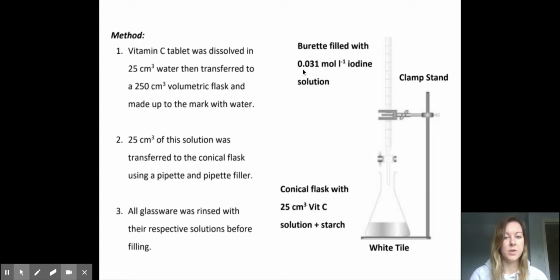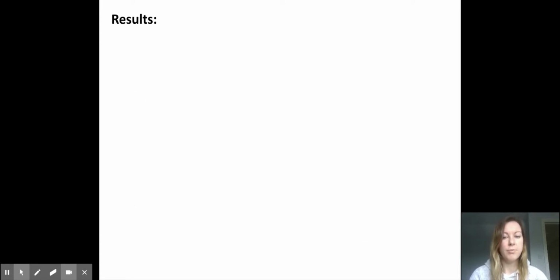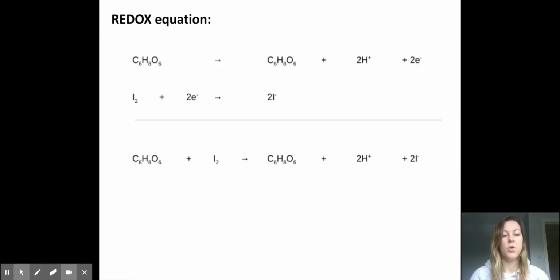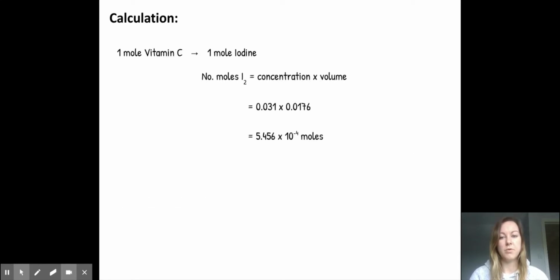So our burette is filled with a 0.031 mole per litre iodine solution. So that's its concentration. Remember, its volume is our average titre, which is 17.5, or whatever the equivalent is in litres. So to get the number of moles of iodine, we're going to do concentration times volume. We have 0.031 as our concentration, and 0.0176 litres for our volume. Remember, volumes must be converted into litres in calculations. That gives us a number of moles of 5.456 times 10 to the negative 4.